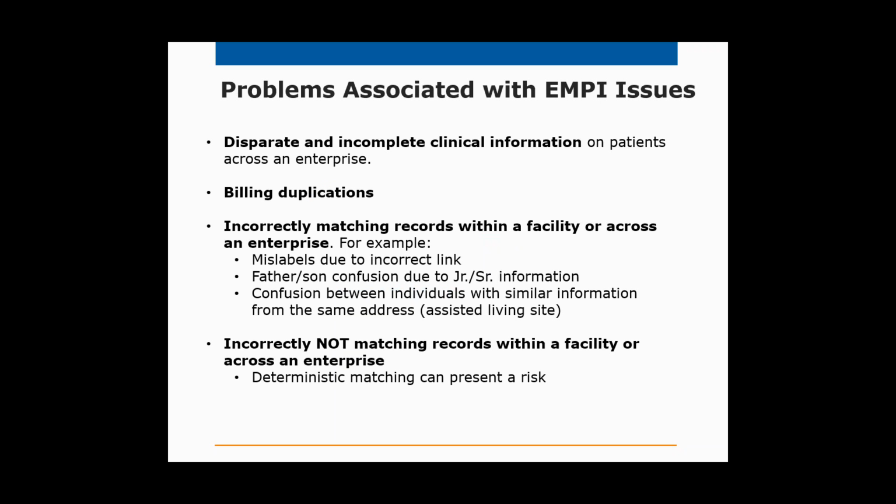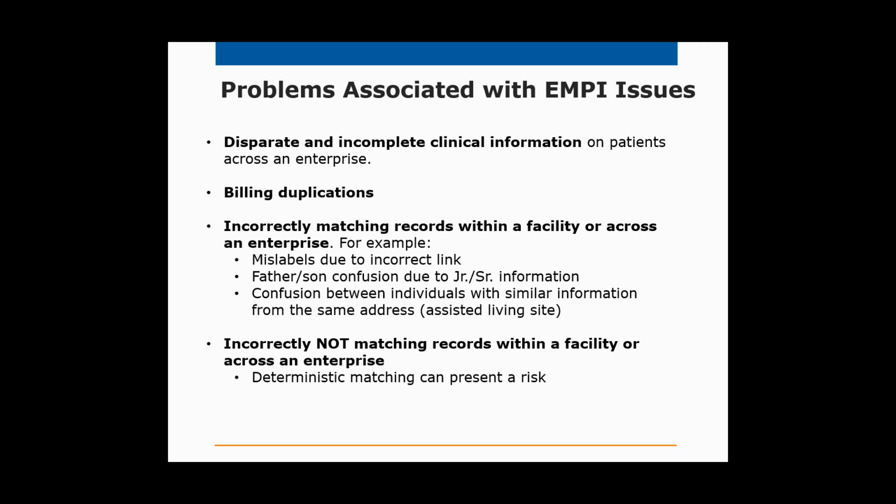If you don't have one. So disparate and incomplete clinical information on patients across the enterprise. We've talked about that during the benefits discussion. Billing duplications, incorrectly matching records within a facility or across the enterprise. So you might have mislabels due to an incorrect link.